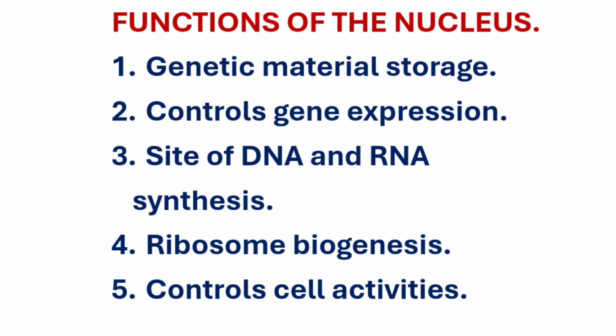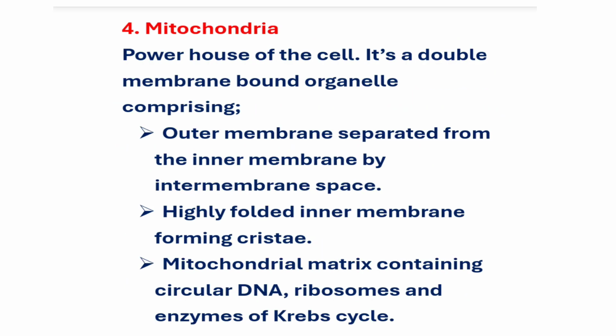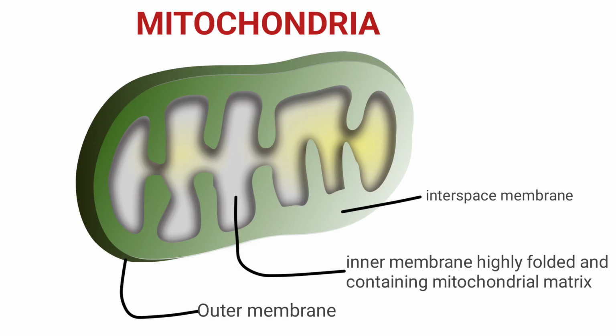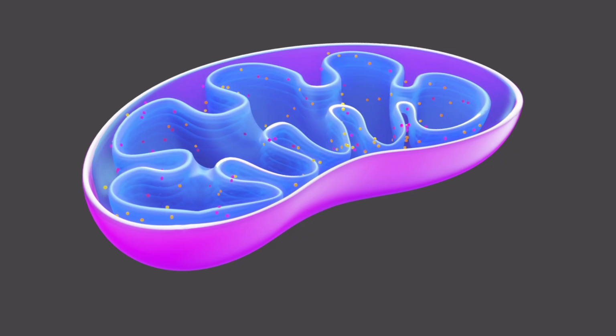Next is mitochondria. It's the powerhouse of a eukaryotic cell. Mitochondria is a double membrane-bound organelle responsible for generating the cell's energy in the form of ATP, that's adenosine triphosphate. The double membrane has the outer membrane and the inner membrane. The inner membrane is highly folded inwards, giving rise to extensions called cristae. The region between the two membranes is called the intermembrane space.